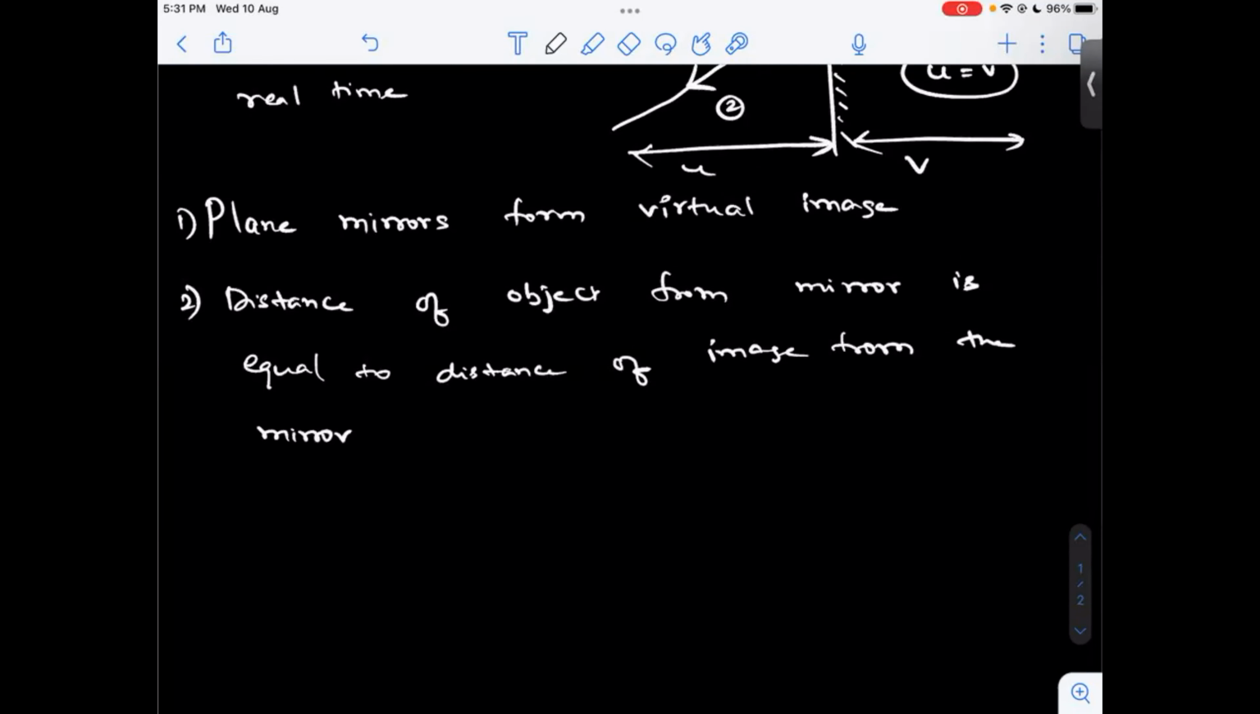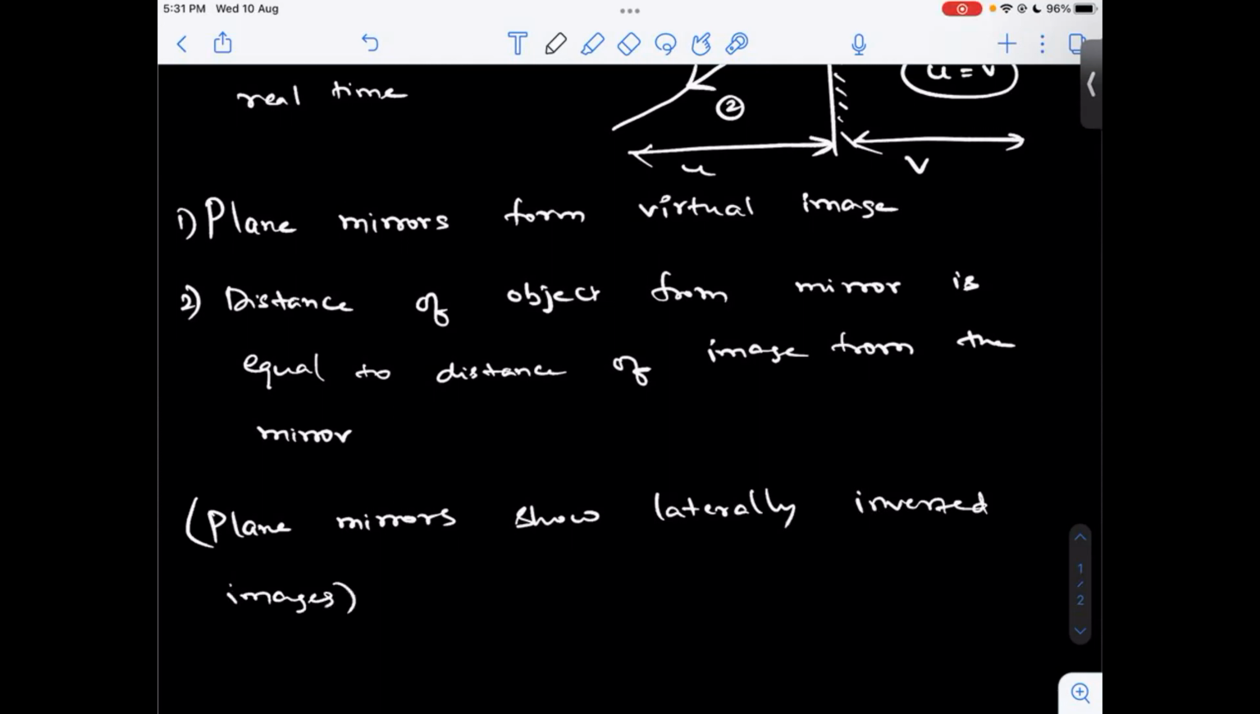And lastly, we know the point that plane mirrors show laterally inverted images. Virtual images are always rectangle. When you say virtual image itself, by default it is a rectangle.